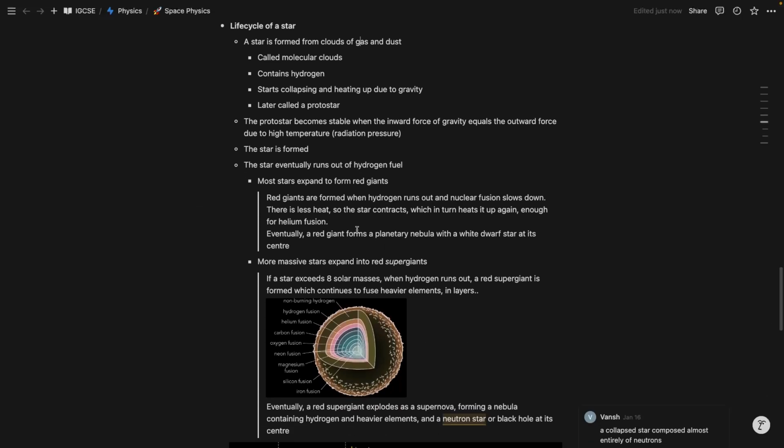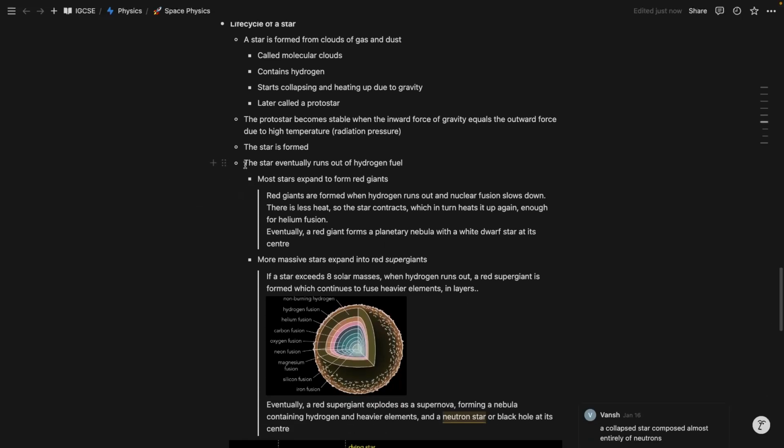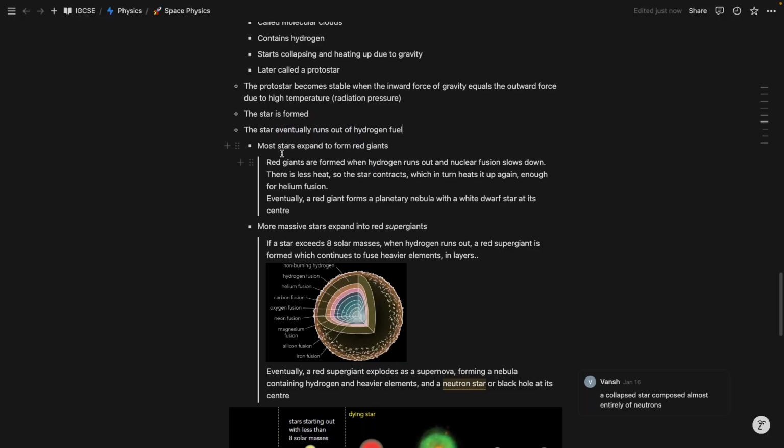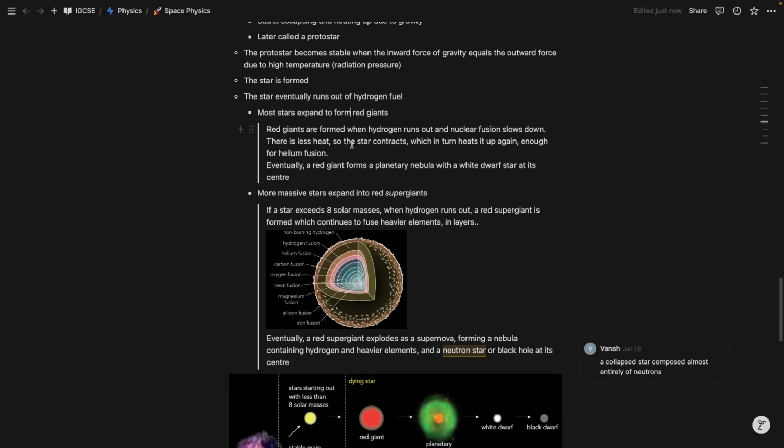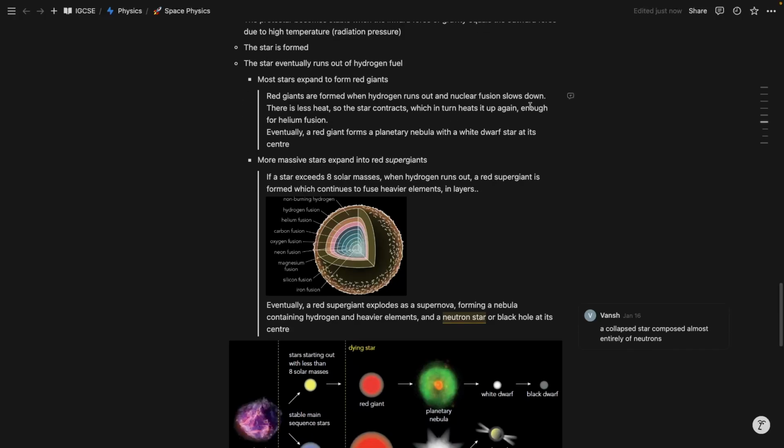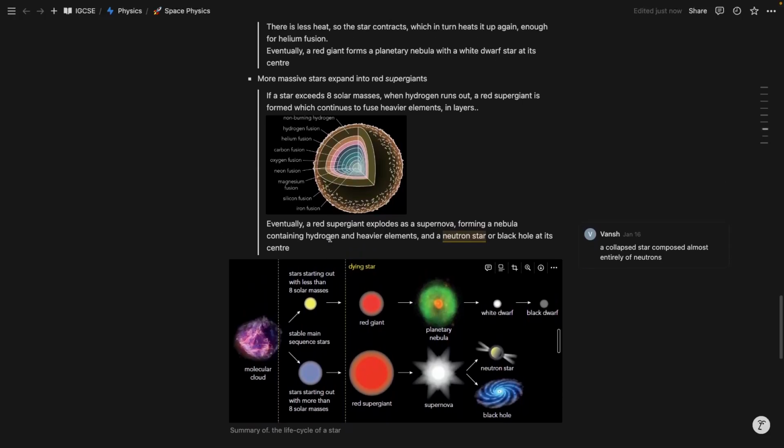My bad. So when the star is nearing the end of its age, it runs out of hydrogen fuel. That is when most stars expand to form red giants, and red giants are formed when hydrogen runs out, and nuclear fusion becomes really, really slow. And that is when the heat is much less, which results in the star contracting, and this contraction just heats up the star much more, and that starts helium fusion, which is helium turning into beryllium and heavier elements. So you can see the diagram right here.